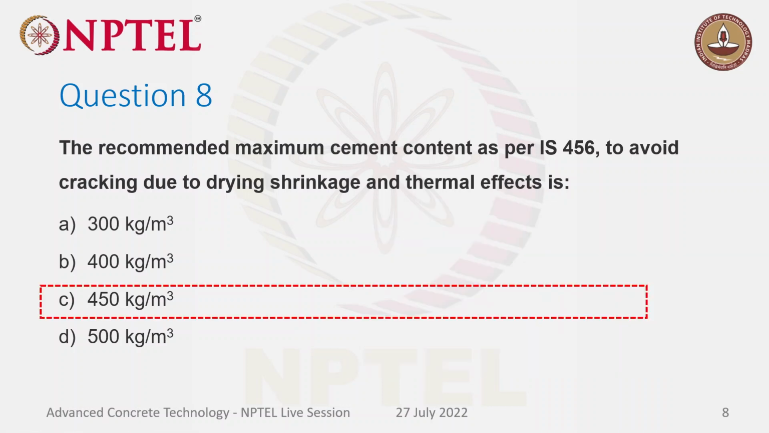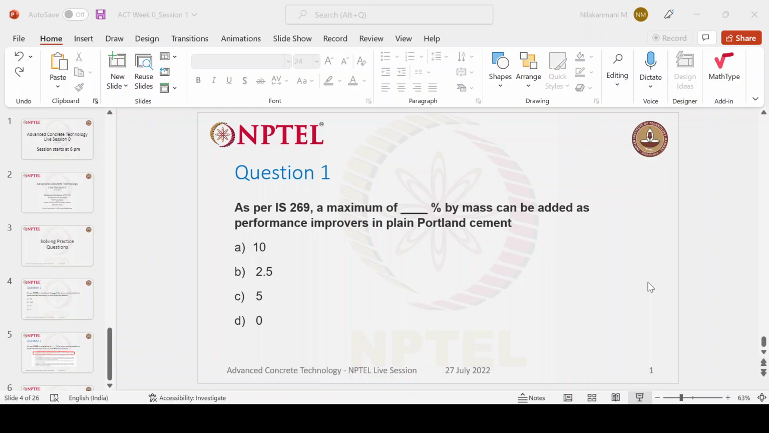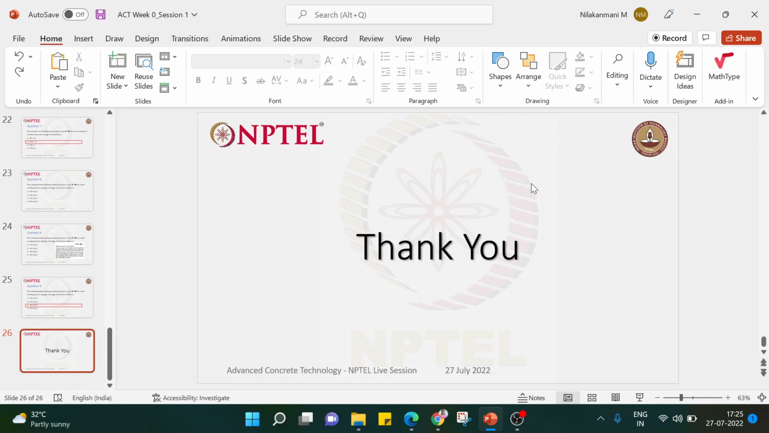If you keep on increasing the cement content, there will be more fine material in the system, so there will be drying shrinkage, and there will be thermal shrinkage as well due to the excessive heat generated because of the higher cement content. I hope you guys find it interesting to solve this practice assignment, which will be helpful for you to solve this particular week's assignment.